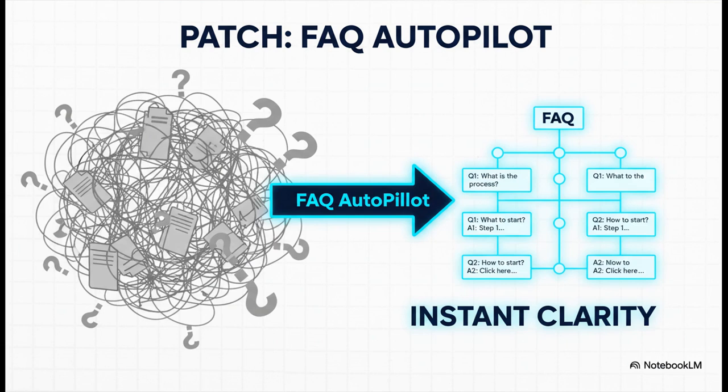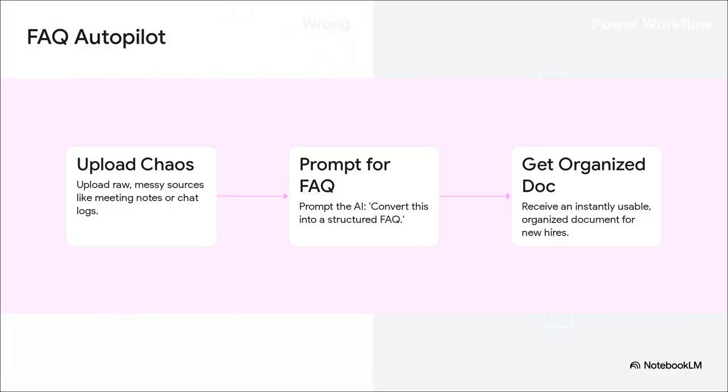This one is all about creating instant clarity from total chaos. And it fixes that context bleed error by giving the AI the perfect, focused material to work with. So check this out. You take all that messy stuff, like disorganized meeting notes, endless Slack threads, and you just dump it all in. Then you give it a simple prompt.